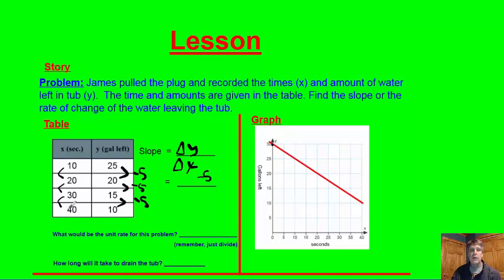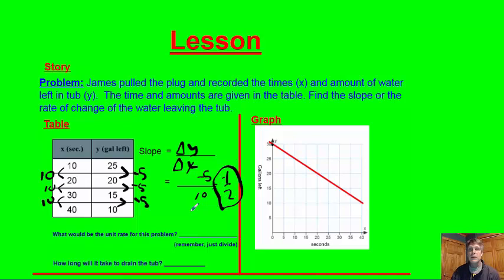Okay, and now what's my change in my X? Well, that's easy. That's 10, 20, 30, 40. So we're jumping by 10s. But we're not done yet. You can't say negative 5/10 because we always want to take that slope and reduce it to lowest terms. And what does that equal? You can see that's pretty easy. That reduces to negative 1/2, and that would be your slope.